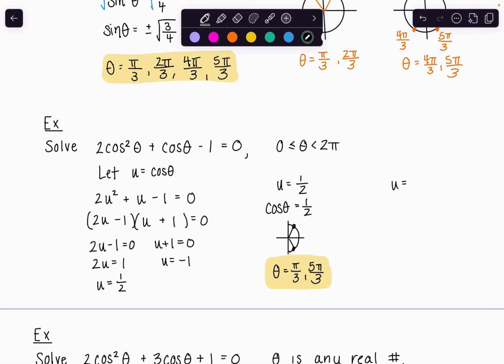But then I also know that u could equal negative 1, and that solves the equation. But u is cosine of theta. So this is asking, where does cosine of theta equal negative 1? And, well, that happens right here on the negative side of the x-axis. So the only angle that makes that true between 0 and 2 pi is pi. Okay? So any of these 3 angle values will solve the equation.